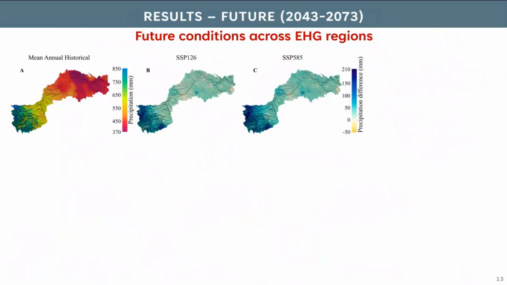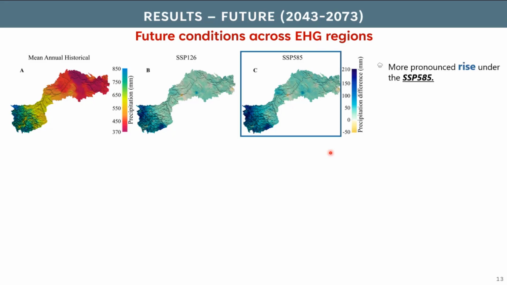To discuss our future results, in this slide I'm going to show you the future conditions across the ecohydrological regions due to climate change. In the left column, I'm going to present the mean annual values for the historical period. In the middle column, I'm going to present the difference for the SSP 126 scenario, which is considered the most optimistic scenario. In the right column, I'm going to present the difference between the historical period and the SSP 585 scenario, which is considered the most pessimistic scenario.